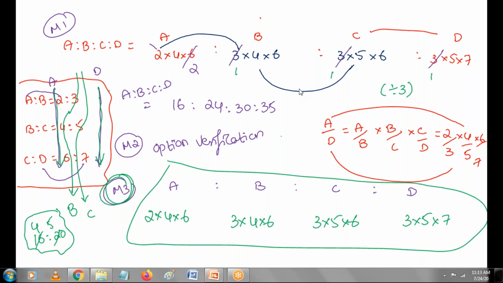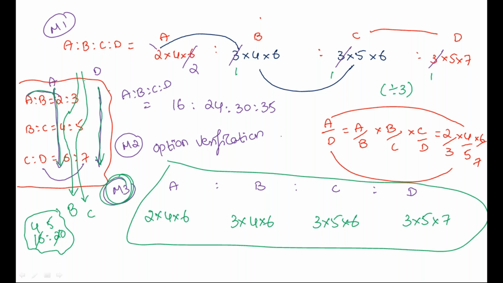See, what is A? A is first column multiplication. A is the first one here. So we should consider A as the first column multiplication: 2 into 4 into 6. D is the last one. So we should go with last column multiplication as D.